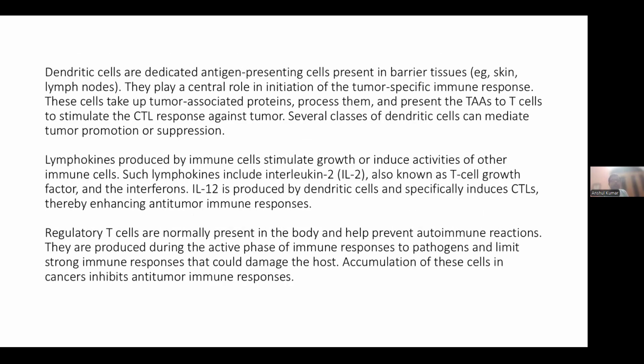Now, the next cells are the dendritic cells, which are dedicated antigen-presenting cells present in barrier tissues. They are the first line of defense. All these macrophages, dendritic cells, and natural killer cells are part of the innate immune system and act as the first line of defense. In skin and lymph nodes, they play a central role in initiation of tumor-specific immune responses. These cells take up tumor-associated proteins, process them, and present them to T cells. So they act as antigen-presenting cells, which helps in the stimulation of the CTL response against tumor.